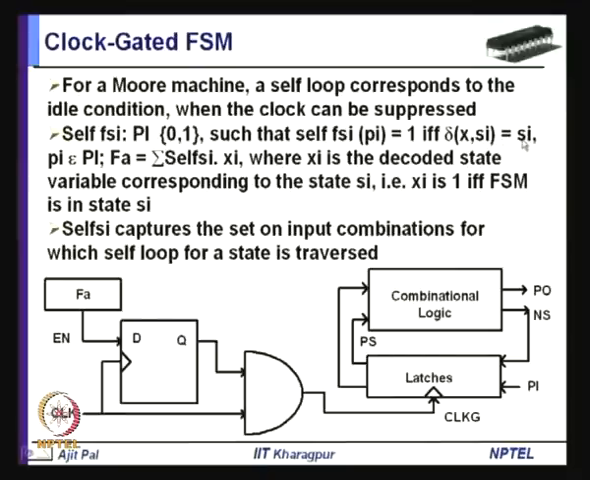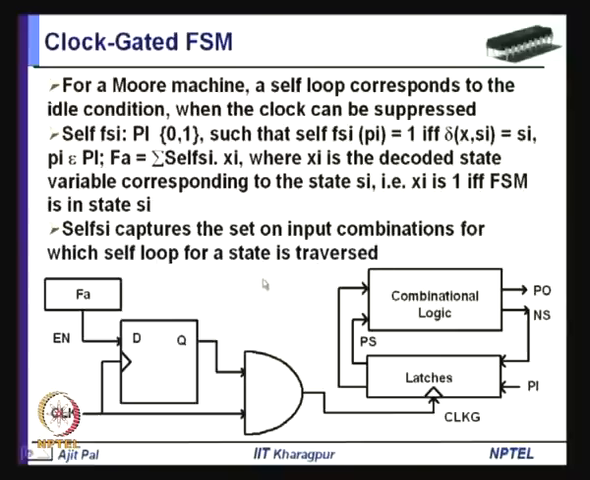That means the next state is S_i and the outputs also remain the same, and PI is part of the set of primary inputs. So, you can find out an activation function F_A, comprising all these self loop conditions, where x_i is the decoded state variable corresponding to the state S_i, and x_i is 1 if the finite state machine is in state S_i. So, Self_i, the self loop condition, captures all the set of input combinations for which a self loop for a state is offered.